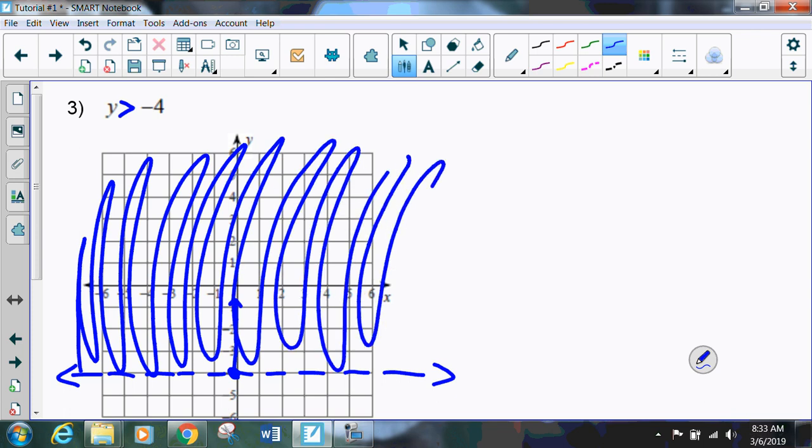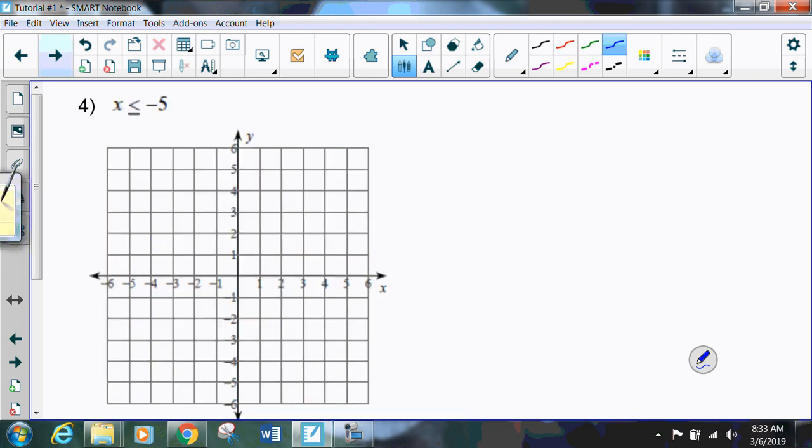So if somebody looked at this drawing or this sketch, they would see that the answer has to be greater than the line y equals -4. So y is greater than -4. All right, let's try another one.